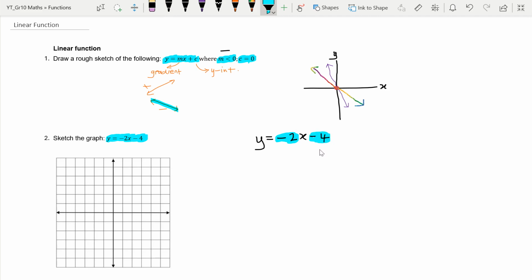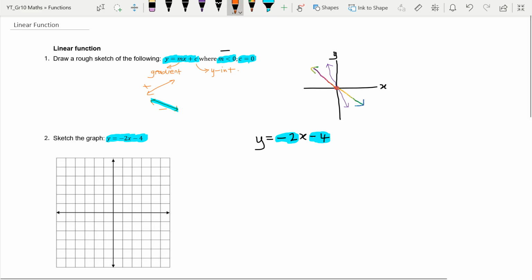There's more than one way that you can use to draw this. You can use your gradient-intercept method. You can use a table to find the coordinates that you can plot. I'm just going to use the dual intercept method, where I'm going to plot my y-intercept, and I'm going to plot my x-intercept, and then I'm going to connect those dots.